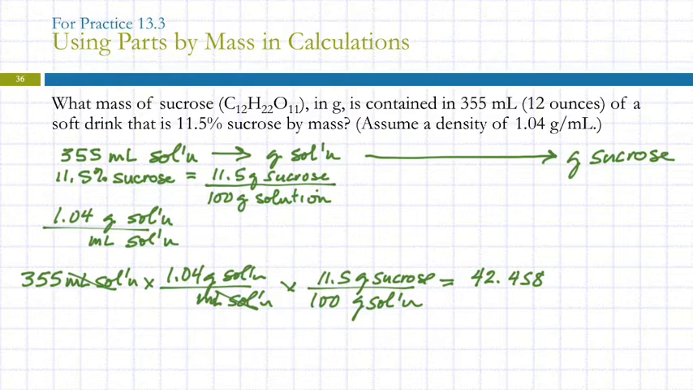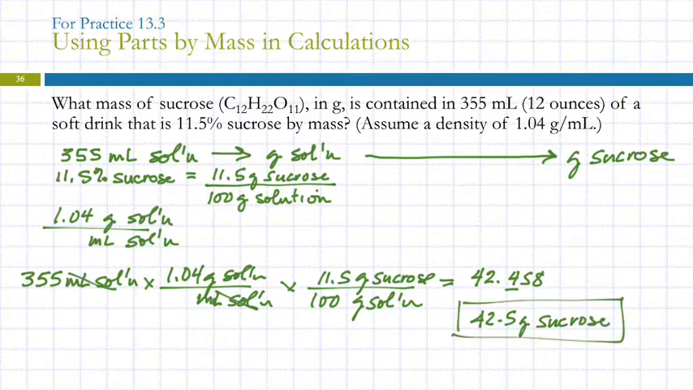We should think about significant figures, right? So we've got 3 here and 3 there, 3 there, so let's keep 3. And I would round that and say 42.5 grams of sucrose. That's a lot of sugar. Any questions?